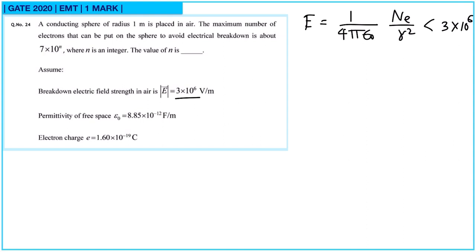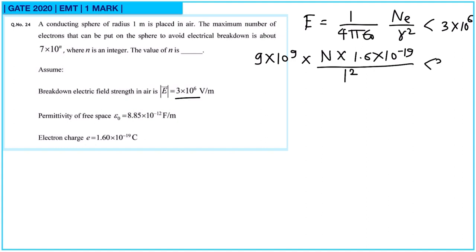Now 1 upon 4 pi epsilon naught is 9 into 10 raised to 9 into we have n into 1.6 into 10 to the power minus 19 upon the radius is 1 meter, so this will be 1 square. This has to be less than 3 into 10 raised to 6. So 9 into 1.6 is 14.4 into 10 to the power minus 10 into n. This has to be less than 3 into 10 raised to 6.